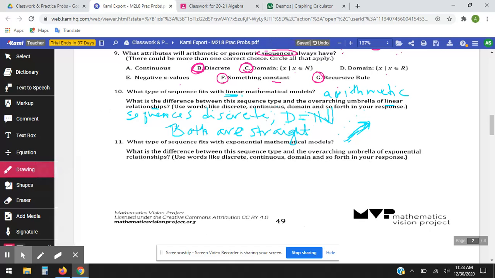Okay, next one. What type of sequences fit with exponential mathematical models? Well, that would be your geometric. So now let's compare geometric with the overarching umbrella of exponential relationships. Same idea as what we've done up here with linear, except now we're talking geometric. So geometric sequences are a specific type.